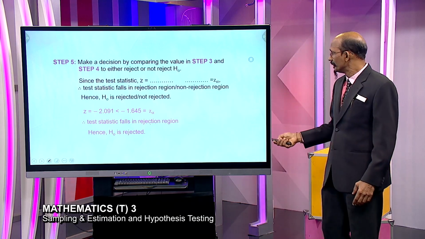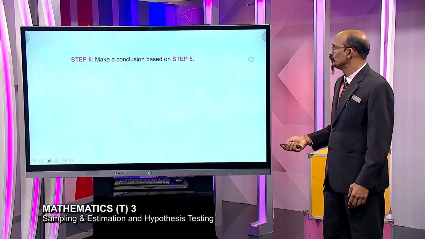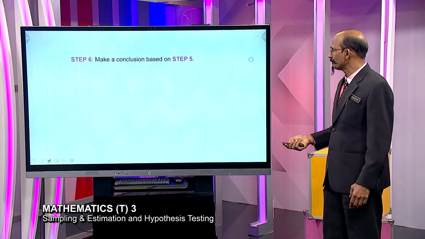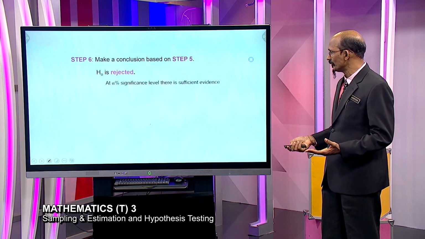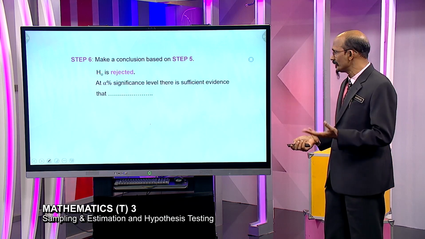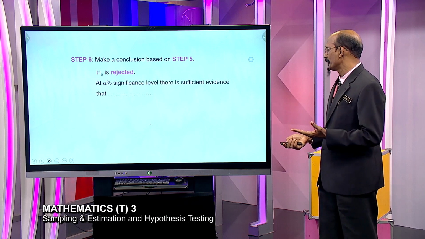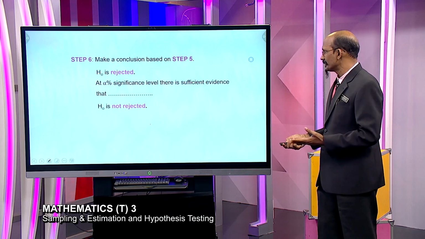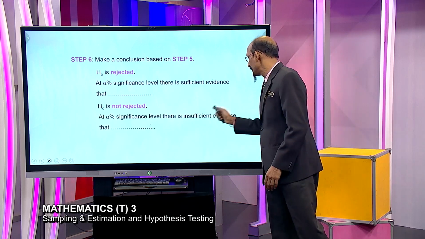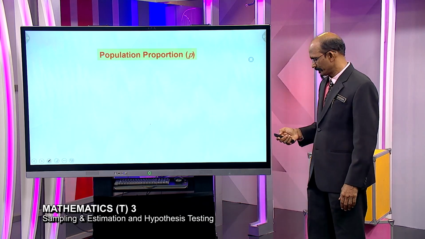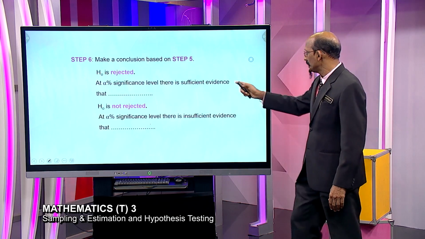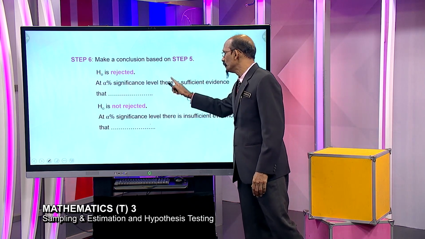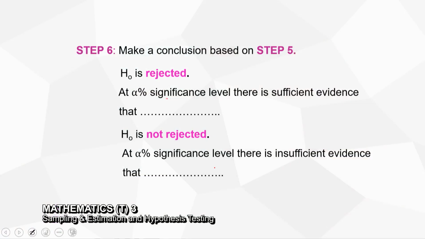Then continue. In the last step, you must do a conclusion based on step 5, whether you reject or do not reject H0. If H0 is rejected, you write: at alpha % significance level, there is sufficient evidence. If not rejected: at alpha % significance level, there is insufficient evidence that. These 2 are important things when you do a conclusion. You must have the words significance level and then sufficient evidence or insufficient evidence.